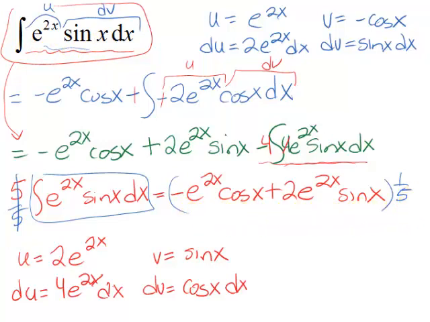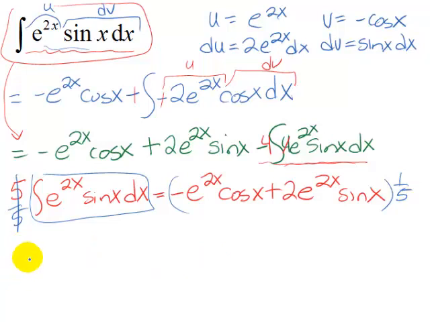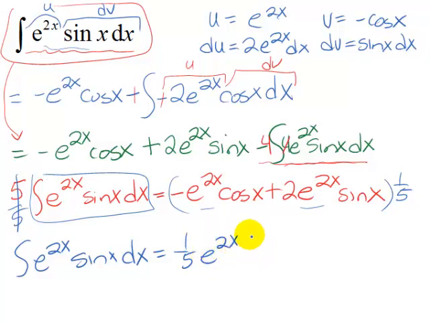So let's go ahead and write that. The integral of e to the 2x sine x dx equals, I'm going to go ahead and factor out this e to the 2x with the 1/5. So it's going to be 1/5 e to the 2x multiplied by negative cosine x plus 2 sine x, plus a constant.